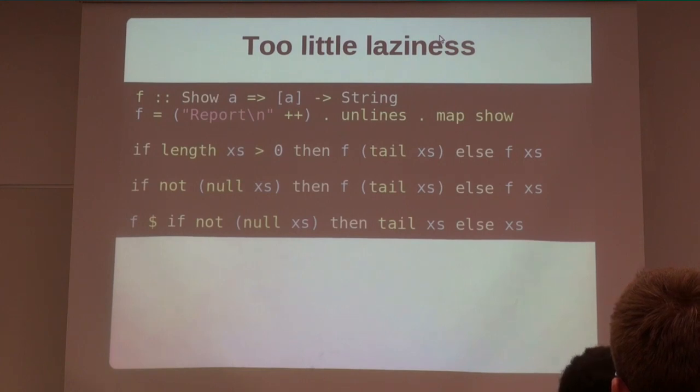I did try doing builds, but I couldn't work out how to do that in here. Can anyone see the problem with the second line? No, that's okay because that's guarded. Taking the tail of one element is fine. You get an empty list for that. That's fine.